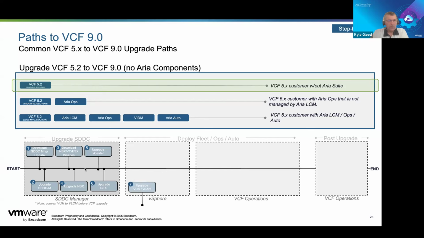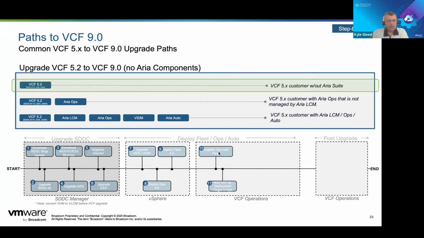Okay, then once that's done, we're going to go into vSphere. We're going to take care of our VDS version and our vSAN disk version, and then we're going to manually deploy Ops. Remember, we don't have Ops in this example, so we'll manually deploy Ops, and then we'll manually deploy the fleet manager. And then once that's done, we'll register Ops with the fleet management. We'll add Ops as a deployment target in fleet management, and then we'll go into the fleet manager depot where we'll download binaries and updates, where we can then go in and deploy the operations collector.